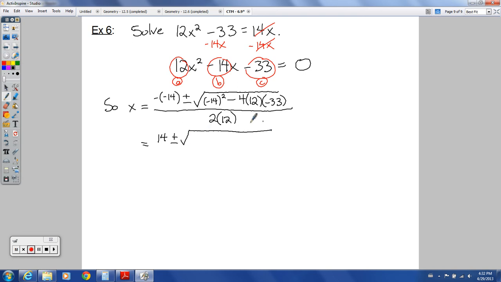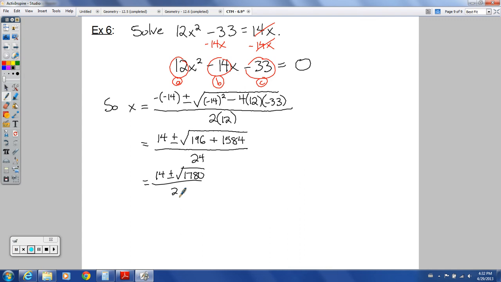So I have positive 14. This will change to positive 14. This would become 196, positive 196, negative times negative. You've got a negative here times a negative, so that will be positive 48 times 33 ends up being 1584. And I went a little too far with my square root symbol. I don't need to go quite that far. There we go. And this is going to be all over 2 times 12, all over 24. Combine these two things together, and we would have 1780 right there.